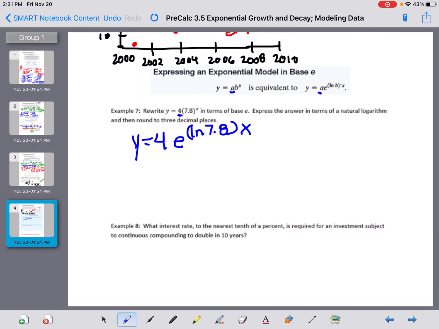But this is saying, no, we want to rewrite it this way because we can actually do some math with it. What we can do is hit it on our calculator, and we can do natural log of 7.8, and we get like 2.054, it says to 3 decimal places, x, okay? It's a model, we can use it.